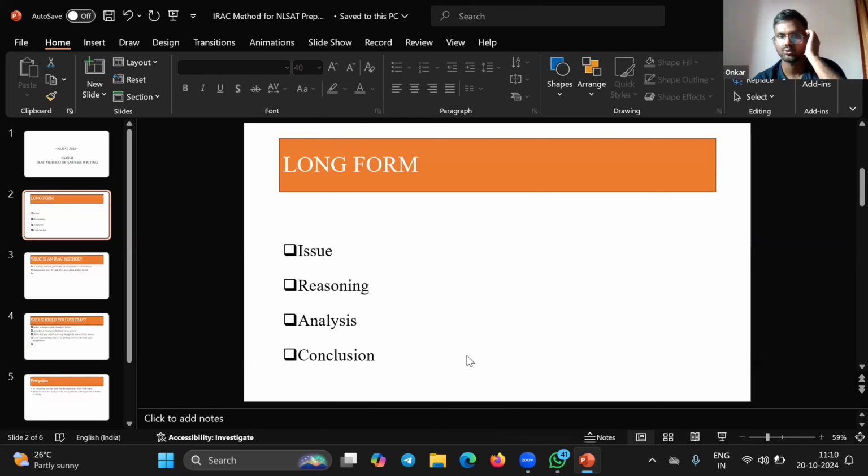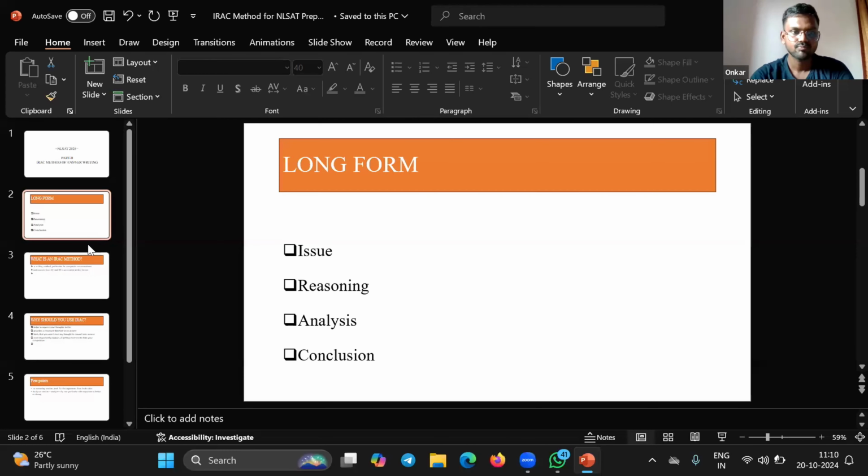So, starting: issue, reasoning, analysis, conclusion. This is just the long form of IRAC. I've put this slide so that you won't feel that anything is foreign, like what is IRAC and what are we discussing. So IRAC is a short form, which means issue, reasoning, analysis, and conclusion.